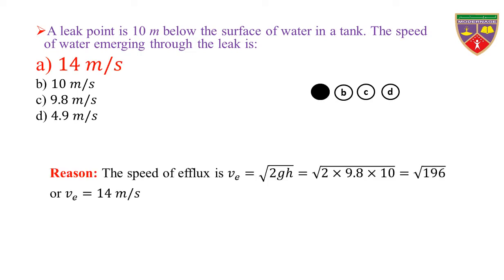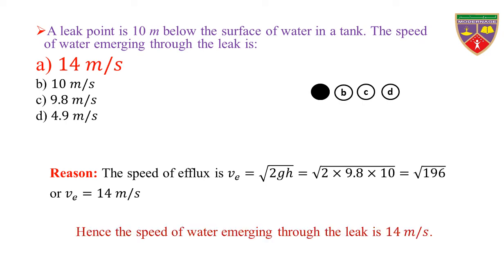Reason: the speed of efflux is v_e equal to square root of 2gh, which is equal to square root of 2 into 9.8 into 10, which is equal to square root of 196, or v_e is equal to 14 meters per second. Hence, the speed of water emerging through the leak is 14 meters per second.